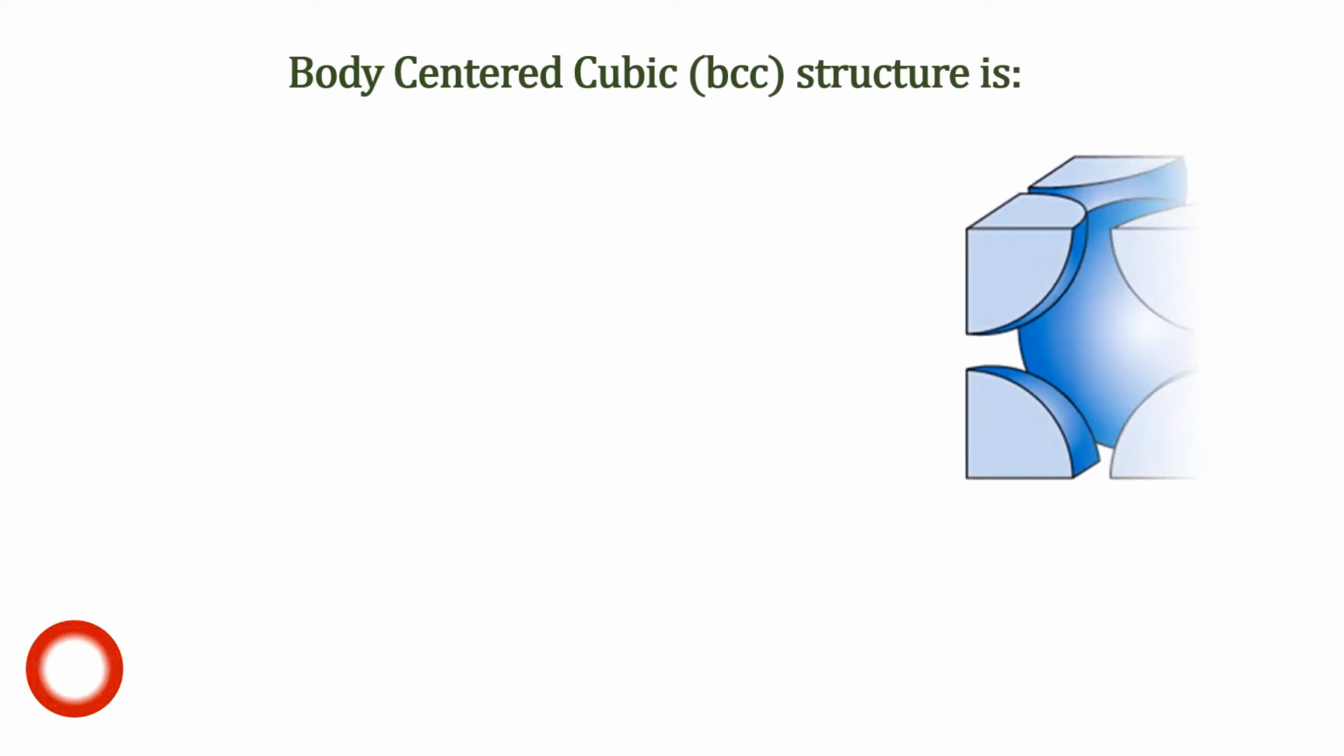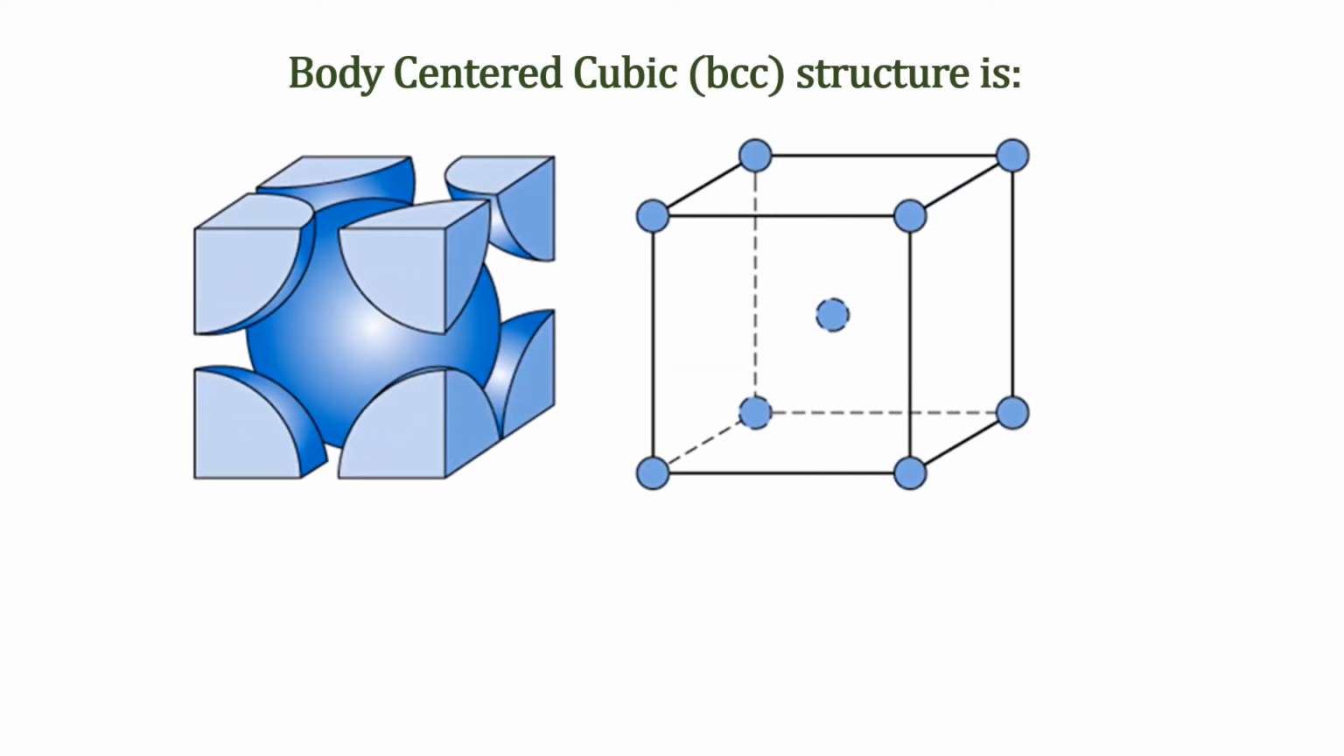The geometry of the BCC structure is given here. Look into the geometrical arrangement. In the center of the cube, one atom is present, but at the corners of the cube, one atom is shared by 8 other cubes. So 1 by 8 atom is present at each corner, but at the center one atom is present.